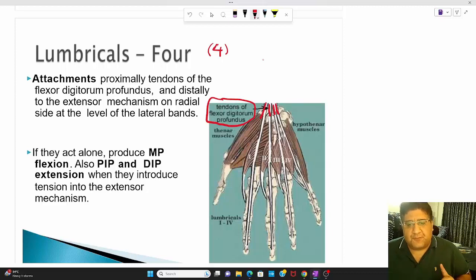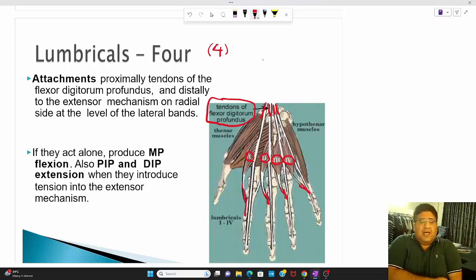Now listen, these lumbricals, please be very careful. Whether it is first, second, third, fourth, they are going to have an origin on the extensor apparatus. They are going to have a distal insertion on the extensor mechanism from the radial side at the level of the lateral band. So the moment you see a lateral band going there, they will be getting inserted onto the lateral band from the radial side, from the lateral side.